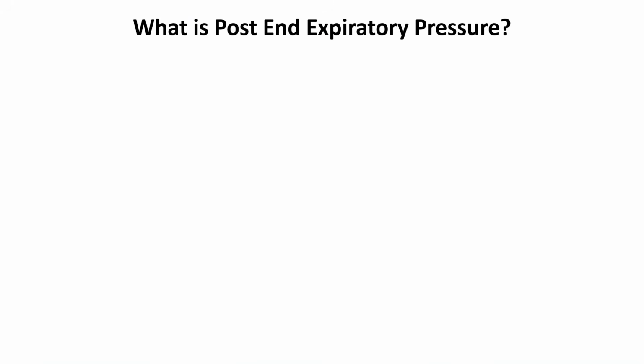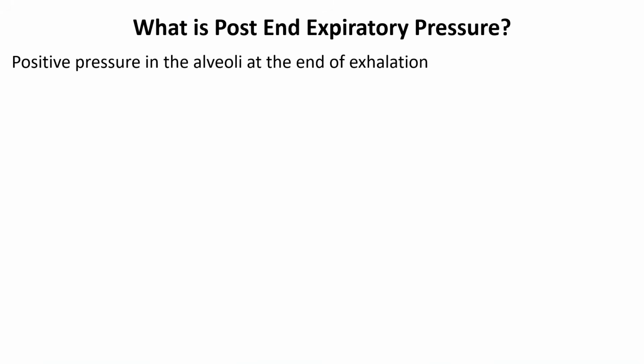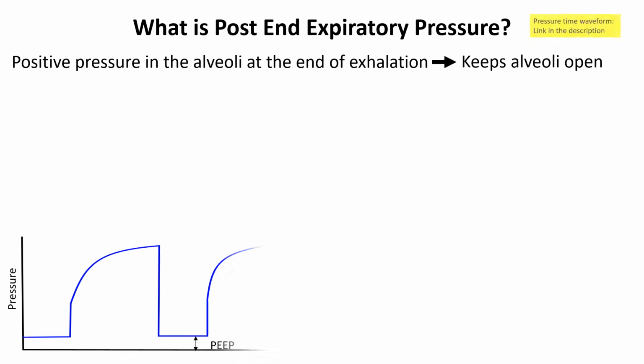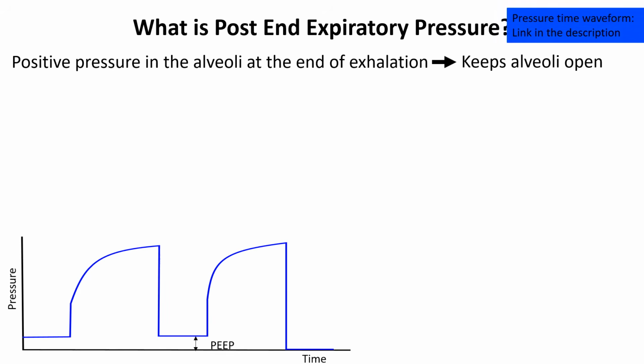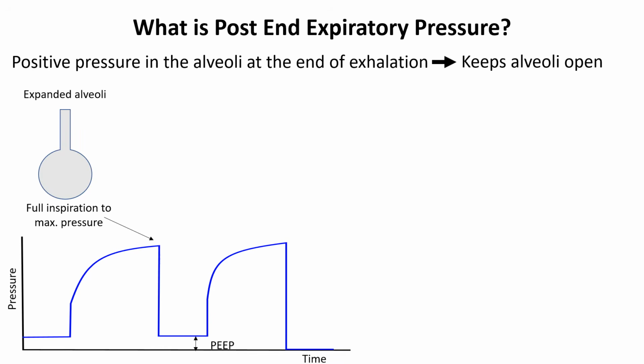Positive end-expiratory pressure, or PEEP, is the positive pressure that remains in the alveoli at the end of exhalation, keeping the lungs partially inflated and preventing alveolar collapse in mechanically ventilated patients. The waveform given here is the pressure time waveform. Looking at it, we can see that the pressure at the end of inspiration is maximum when the alveoli are fully inflated. At the end of expiration, the pressure does not return to zero, meaning that the alveoli are not collapsed.